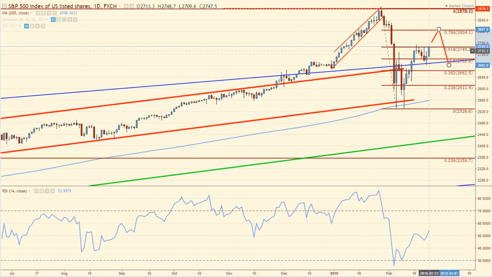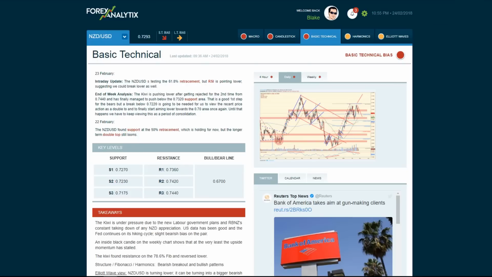So it's a pretty strong move in the Kiwi dollar as well. Now, one last thing I want to talk about. Well, actually, let's say two last things. Let's go over to the dollar index really fast.